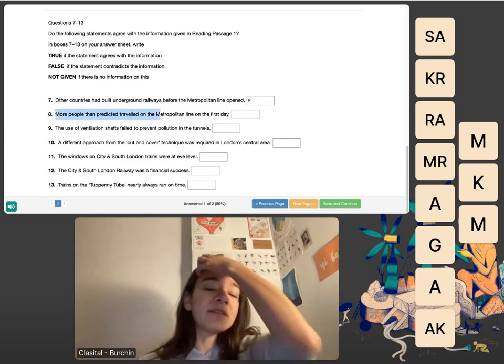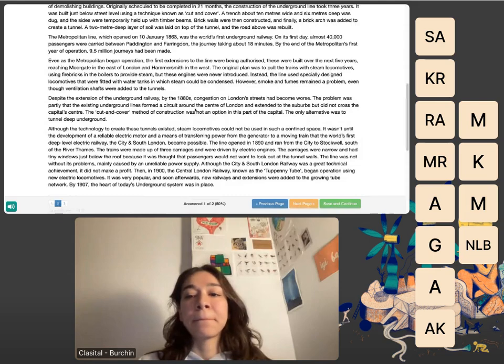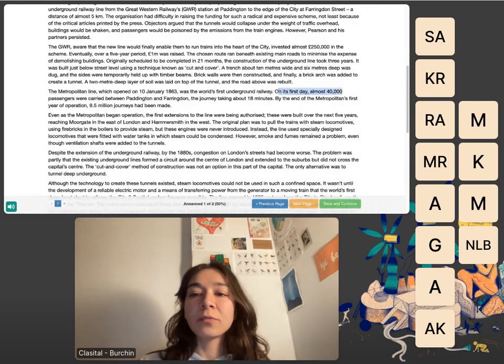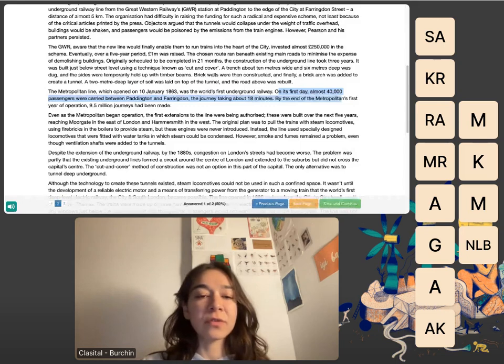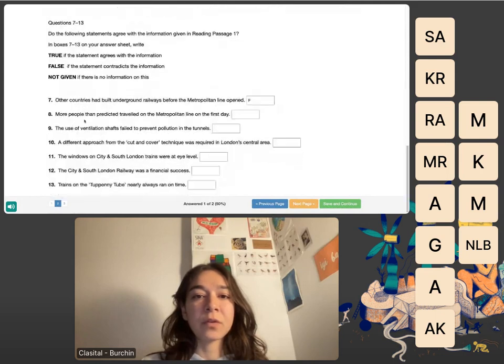More people than predicted traveled on the Metropolitan Line on the first day. On its first day, almost 40,000 passengers were carried between the two stations. By the end of Metropolitan's first year of operation, 9.5 million journeys had been made. Okay, let's read the other questions too.